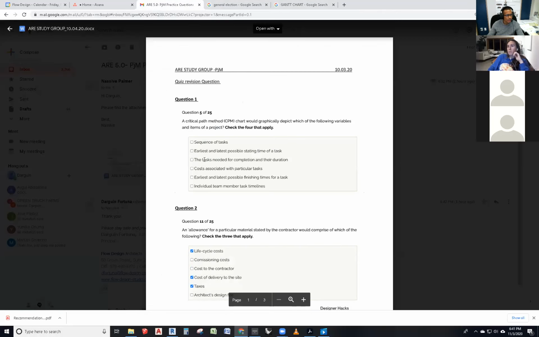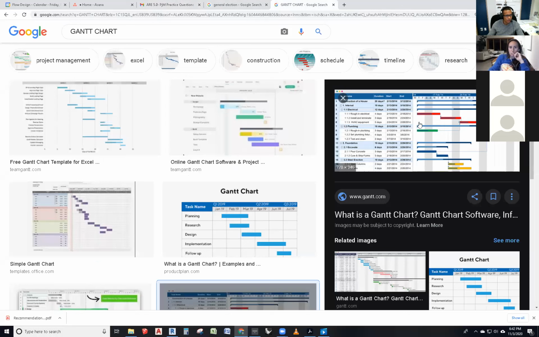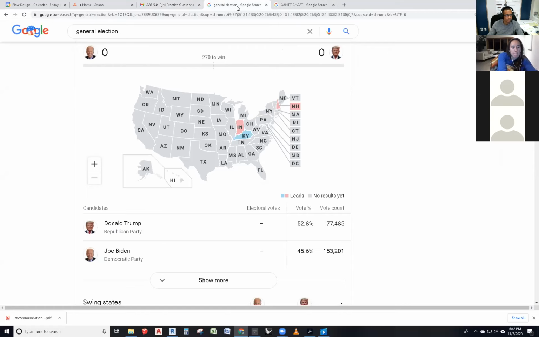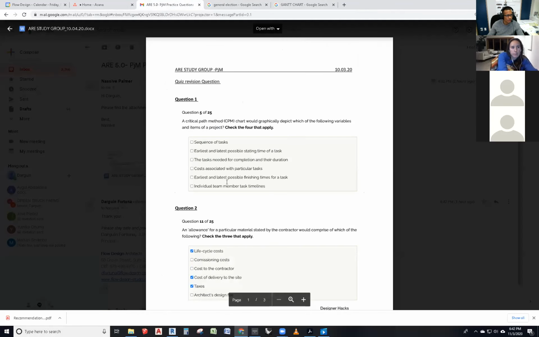It shows earliest and latest possible starting time of a task, maybe, because it does show when they can begin and when they can end, possibly. And then it shows earliest and latest possible finishing times for a task. Individual team member task timelines, maybe, because you can associate it by teams. You can make it so that team Arbelis is gonna work on this, team Miranda is gonna be working on this, and you know when they're working and what the timelines are for them. So that may be an answer.